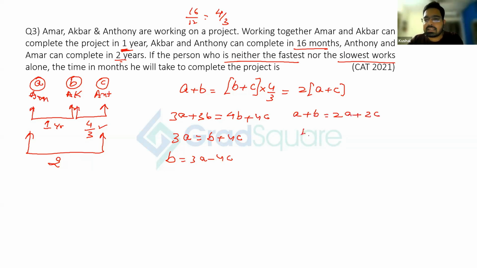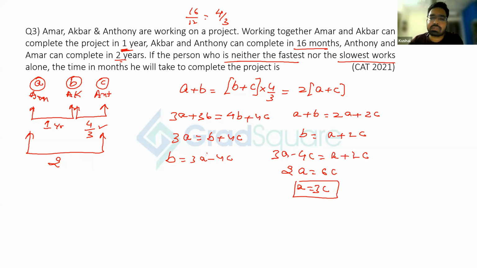You will realize that the value of B turns out to be equal to A plus 2C, and B also turns out to be 3A minus 4C. So equate it as 3A minus 4C is equal to A plus 2C. You will realize that you can get the value of A in terms of C. So 2A turns out to be equal to 6C, and A turns out to be equal to 3C.